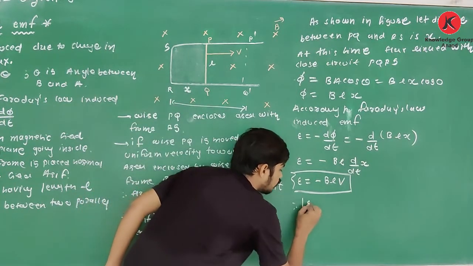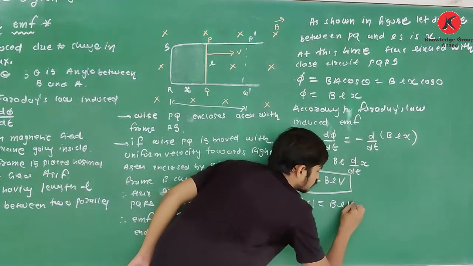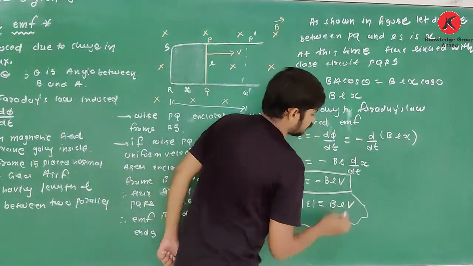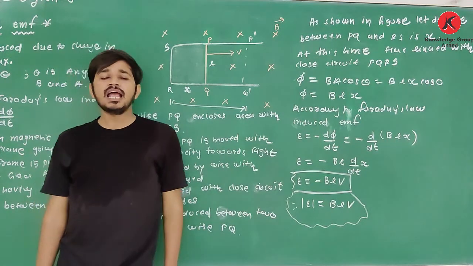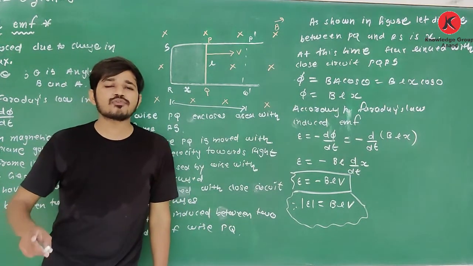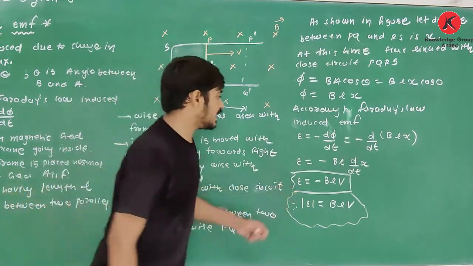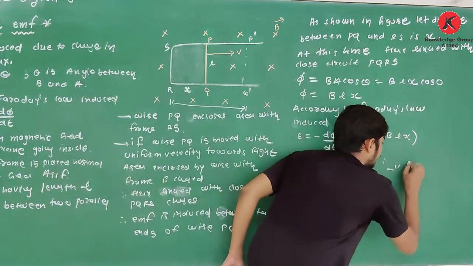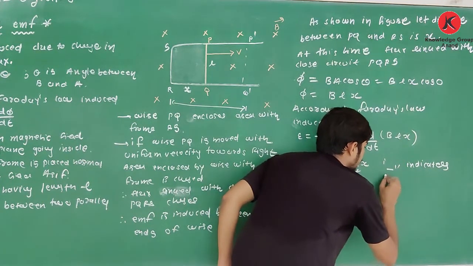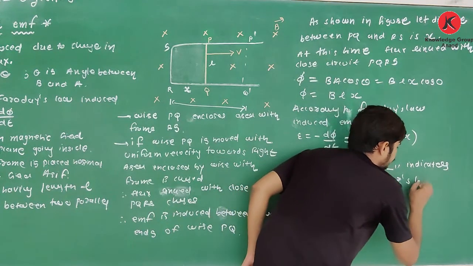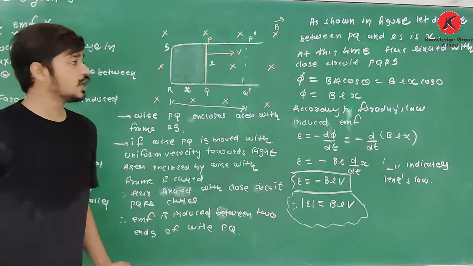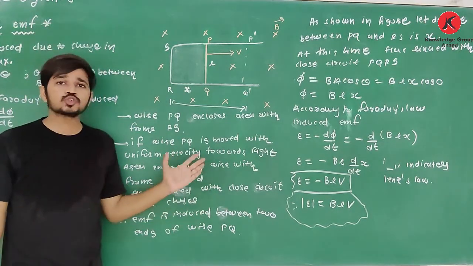If I want to write only its magnitude, then the modulus of E is equal to BLv, where B is the uniform magnetic field, L is the length of the wire, and v is the velocity of the wire. And the minus sign indicates the presence of Lenz's law. Clear about this? So yes, it is about motional EMF.